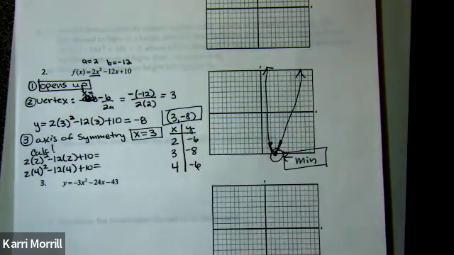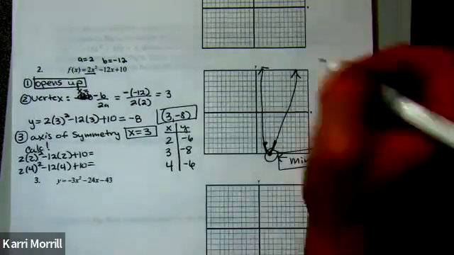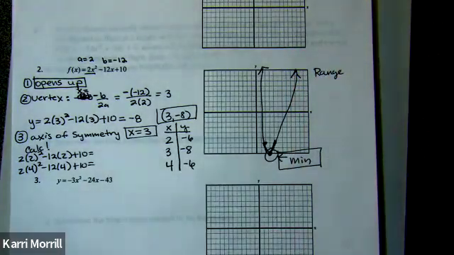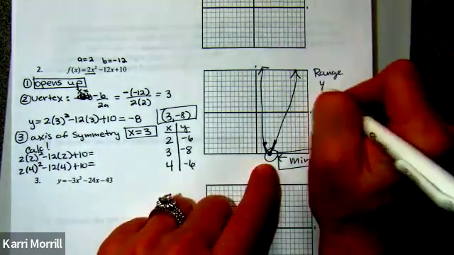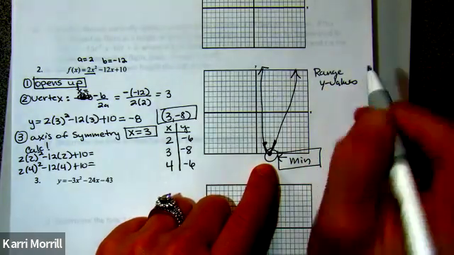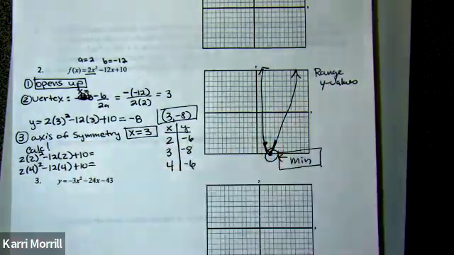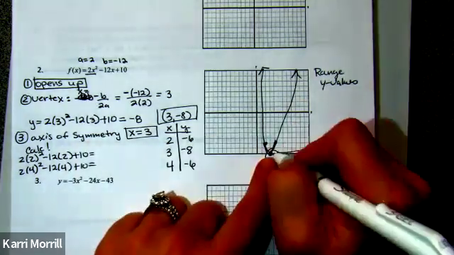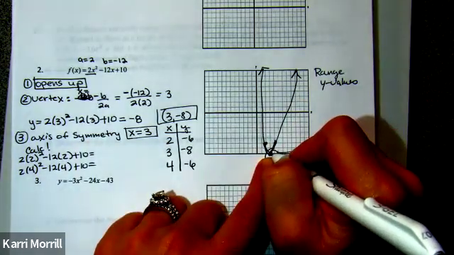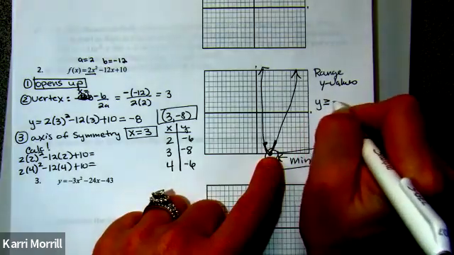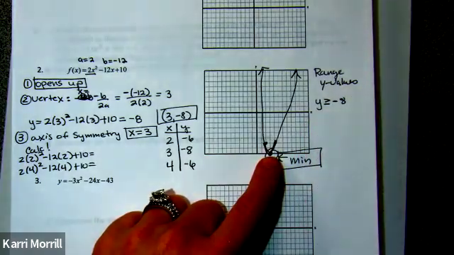Now we talk about range, and range we do have to indicate or show in interval notation. And range deals with your y values, right? Axis of symmetry deals with the x values, range deals with the y values. And so we know that the lowest y value here was -8. So y's are greater than or equal to -8.